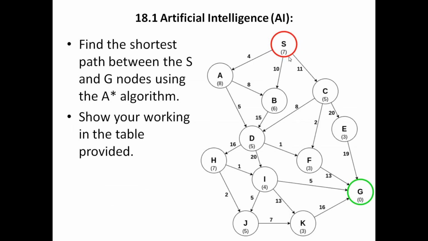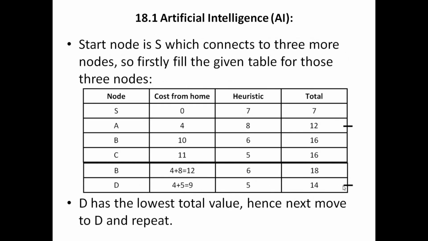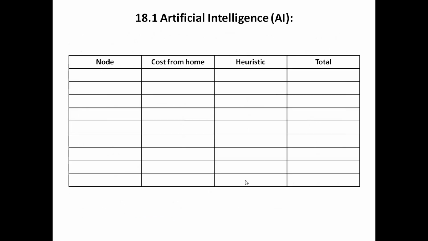Then for D, again we follow the same path. From S to A it will be 4, and from A till D it will be 5. So 4 plus 5 is 9. That will be the cost from home and 5 will be the heuristic. So 9 plus 5, 14 will be the total cost. Out of these two, 14 is the least, so we'll take that. So basically we'll go from S to A, and then from A we'll go to D. Now we'll move to D and repeat.